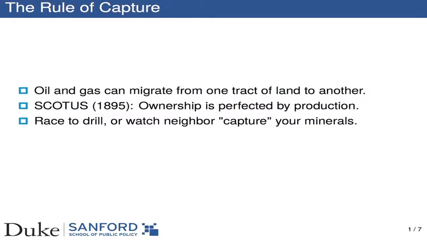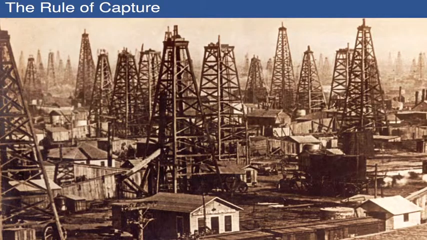This sounds reasonable, but it leads to the following choice for the landowner. Either he can watch his neighbor capture his mineral rights, or he can try and outcompete his neighbor to produce the minerals. This leads to some perverse outcomes, as captured in this photo of the Spindletop oil field near Beaumont, Texas in 1918. This is clearly inefficient. The capital cost of all these wells is too high. There's too much surface area wasted by these wells. They're going to produce too quickly and deplete too quickly the pressure in the reservoir that's so essential for production.